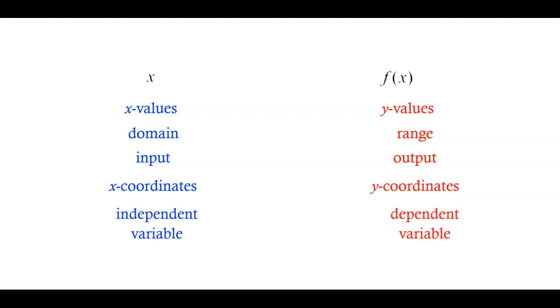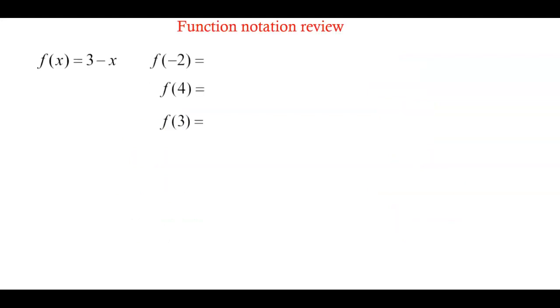And always remember the independent variable belongs with just a single x, and of course, f of x is the dependent variable. Main thing to remember right here is that f of x is the same thing as y equals. Let's go ahead and review just how function notation is written.